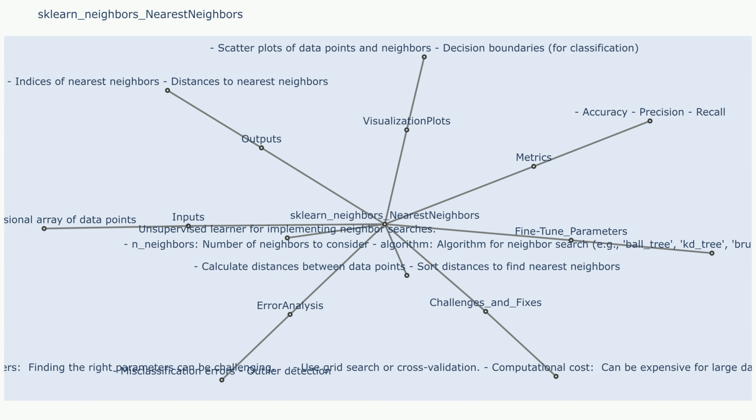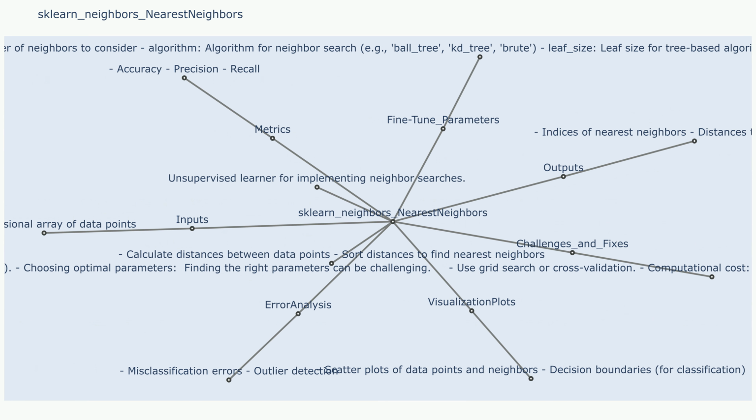Fixes to challenge 2. Tree-based algorithms. Employ ball tree or KD tree algorithms for faster neighbor search, especially for large datasets. Approximate nearest neighbors. Utilize algorithms like locality-sensitive hashing (LSH) to efficiently find approximate nearest neighbors, trading off accuracy for speed.